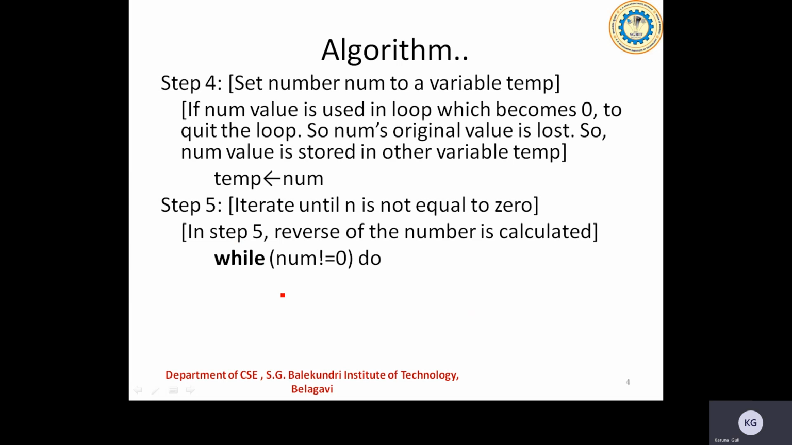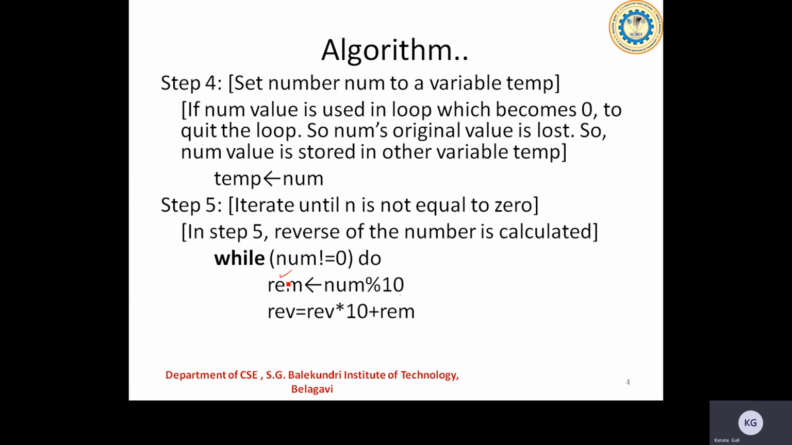Next I'm checking the same thing. While the number is not equal to 0, I'll be proceeding with the inner part of the loop. So remainder is equal to, how do I get the remainder? I'll be taking the given number modulus 10. It gives me the remainder part, that is the units place data. Then I have to shift that towards the left side.